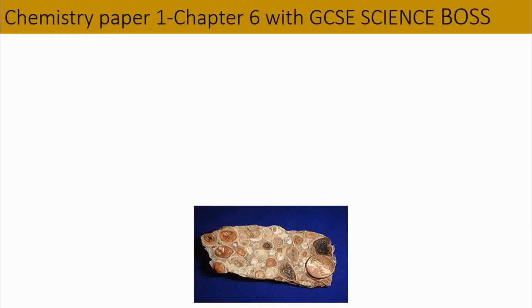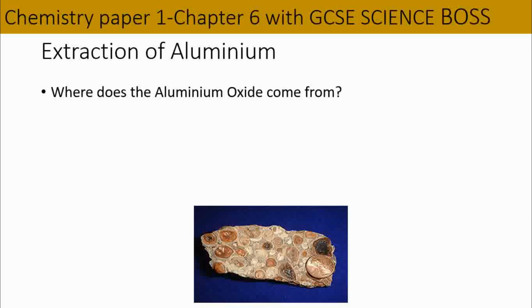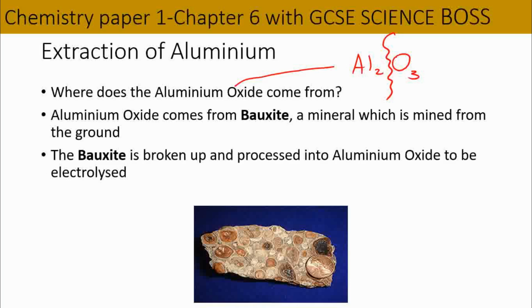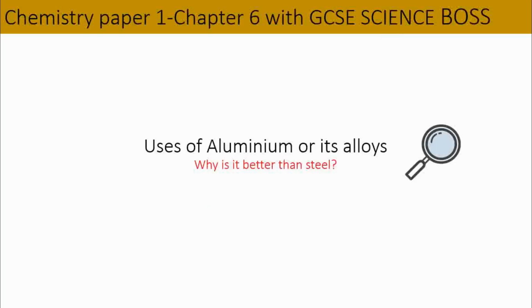Now, the final thing that we need to look at in terms of electrolysis is the extraction of aluminium. Aluminium comes from the ore which is called bauxite. So aluminium oxide comes from an ore which is called bauxite, and it needs to be extracted and split. When you think about aluminium oxide, that's the formula. We only want the aluminium. Now, what process do you think we use to do that? It's going to be electrolysis. So the bauxite has to be broken up and processed into aluminium oxide to then become electrolyzed.